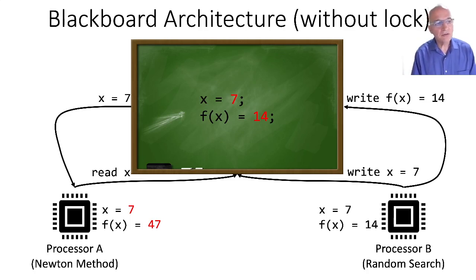In this case, you can say, well, all that processor A needs is the value of x because it can compute the value of f of x, and that's correct. But this simple example is just trying to illustrate that when you have a state that you need to exchange that's more than a single data item, one of the problems of not using a lock is that you can end up with inconsistent states.